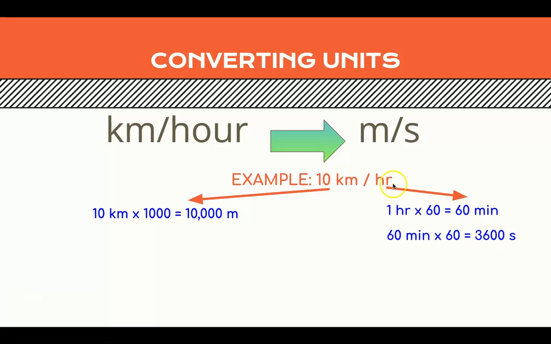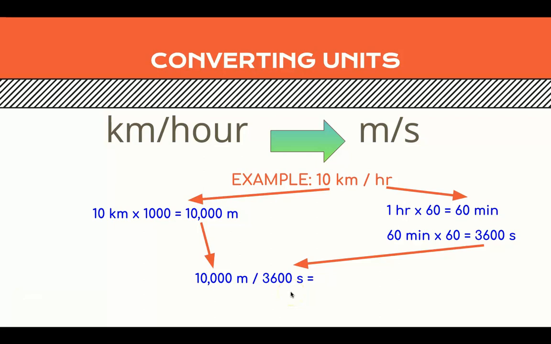So if we put that together now, we know that this car, for example, that was going 10 kilometers per hour is actually doing 10,000 meters for every 3,600 seconds. These two things are the exact same. But you don't often see something expressed to 3,600 seconds.